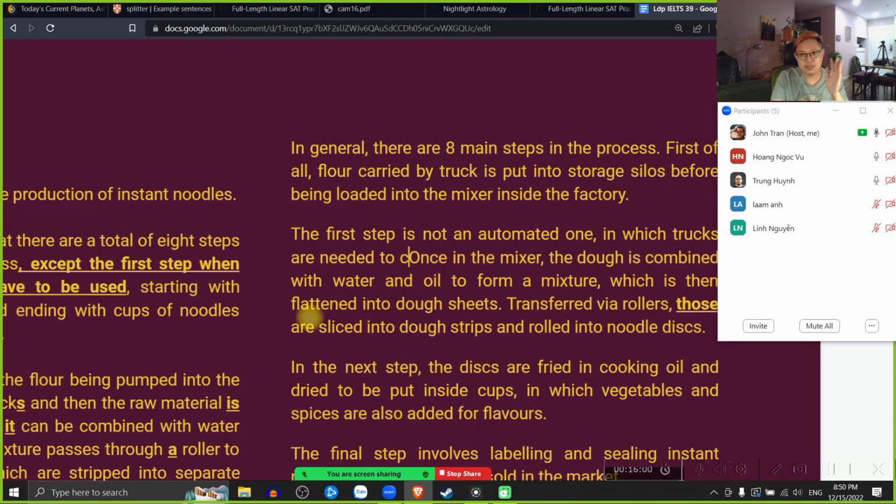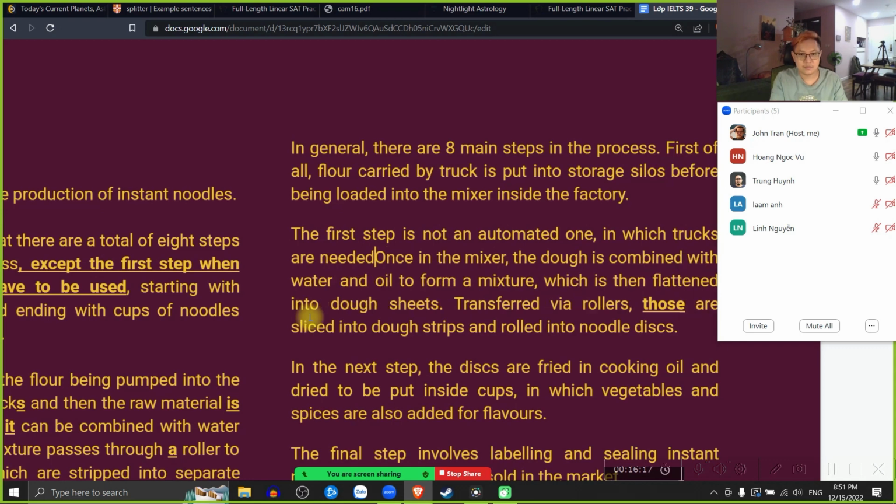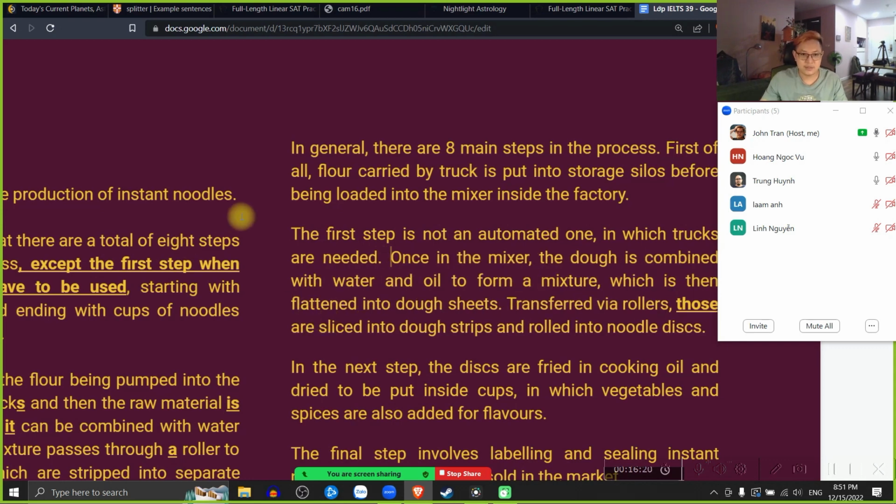If you use trucks, you must use manpower. When you use trucks, you need humans to drive them. You just need this one: in which trucks are needed.